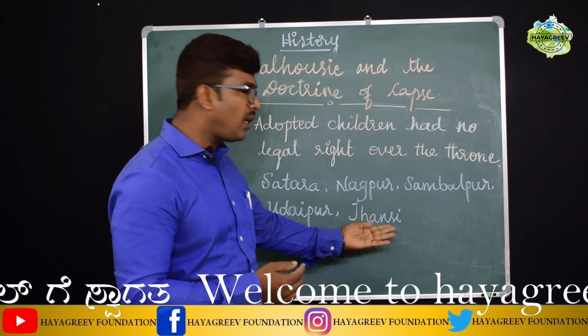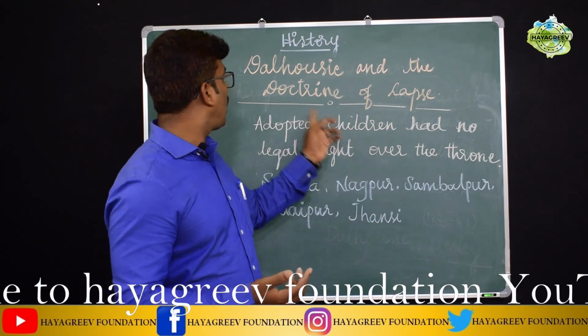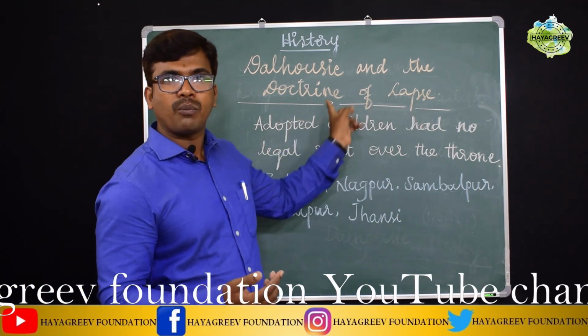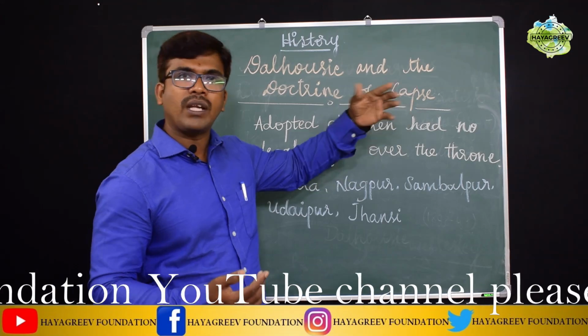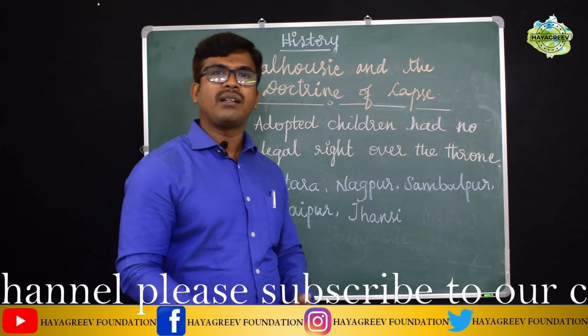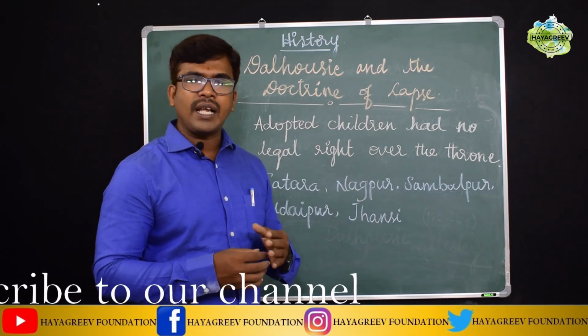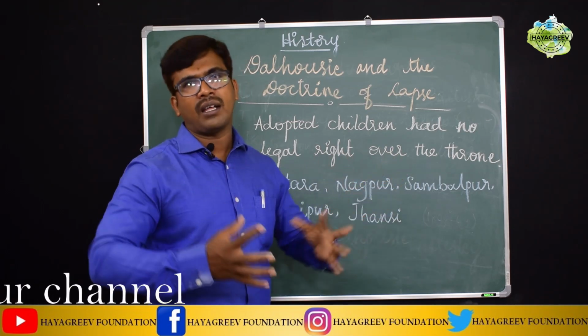One best example is Jhansi. Rani Lakshmi Bai fought against the British, opposing the doctrine of lapse. So finally she died, and then Jhansi came under the control of the British. Like this, by using the doctrine of lapse policy, the British expanded their kingdom in entire India.